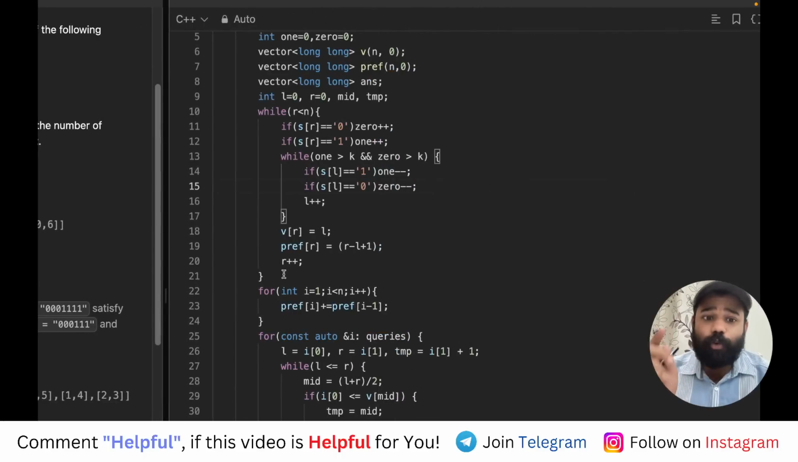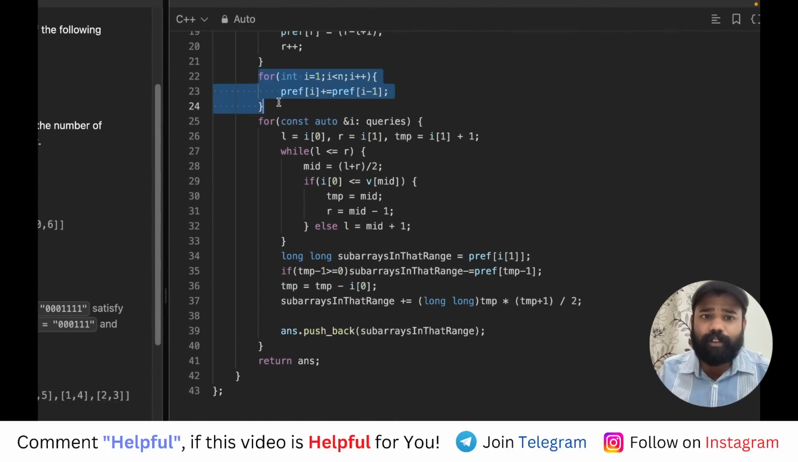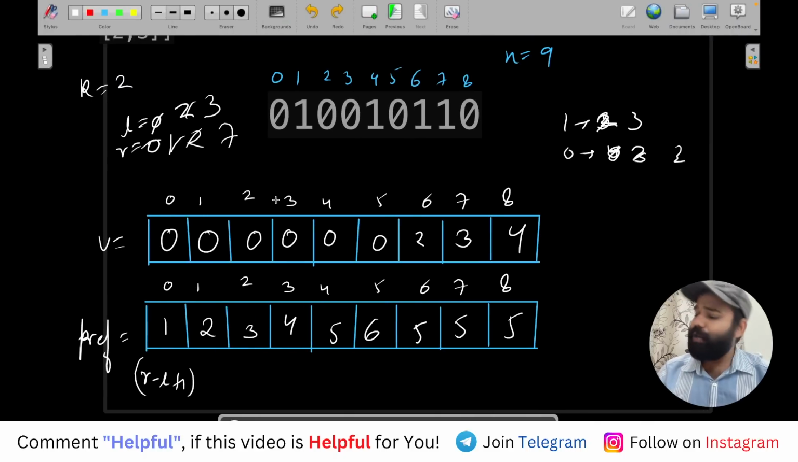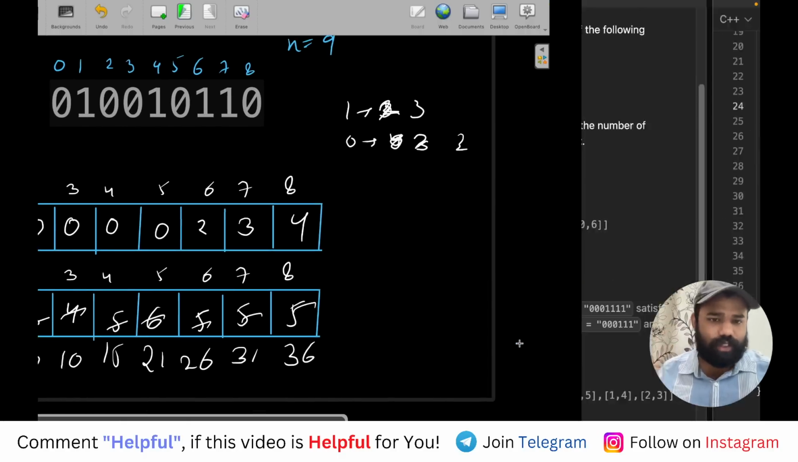Amazing. Now using both these things, and also here I will find the prefix sum of this prefix, because I will not just find the number of subarrays which are ending at 4, I will find all the number of subarrays which are ending at 4 or before that also. So we will take a prefix sum of the same. So nothing, it will be 3 plus 3 is 6, 10, 15, 21, 26, 31 and 36. Okay. Now let's see how we can use it.